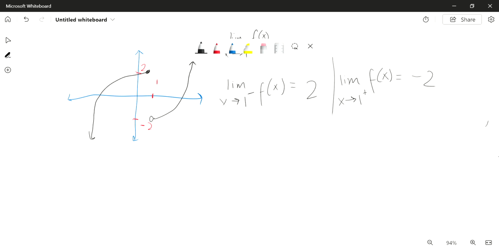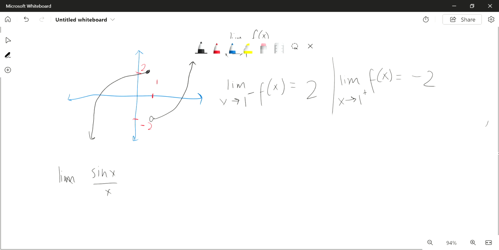And then there are a few common limits that are used in calculus that you should probably remember, and those are both for trig functions. The limit of sine x over x as x approaches 0 is equal to 1, while the limit of 1 minus cosine x over x as x approaches 0 is equal to 0. These two can be proved once we do derivatives, which is a later unit in calculus.